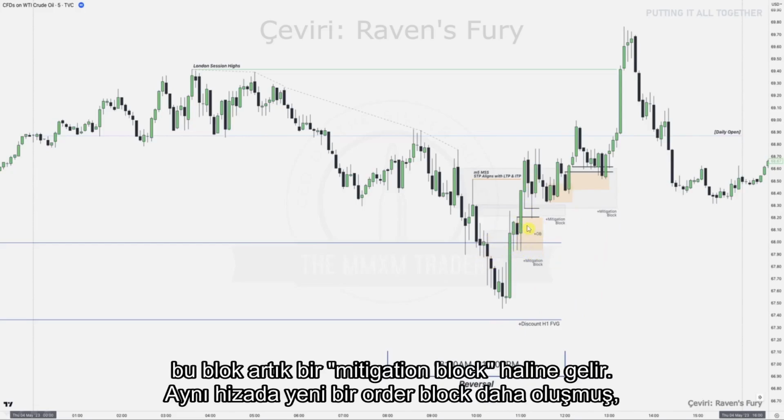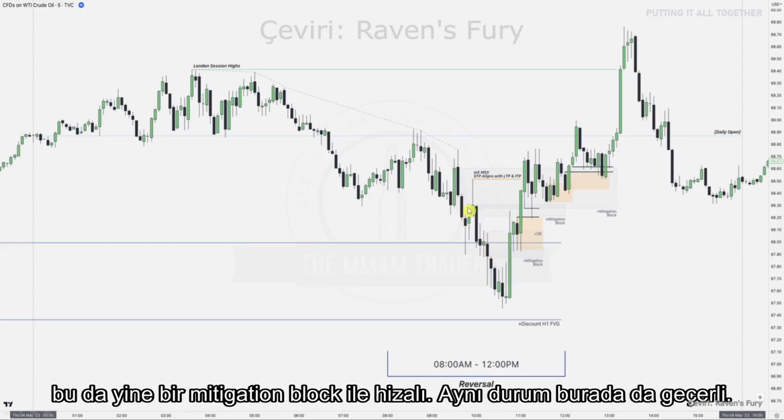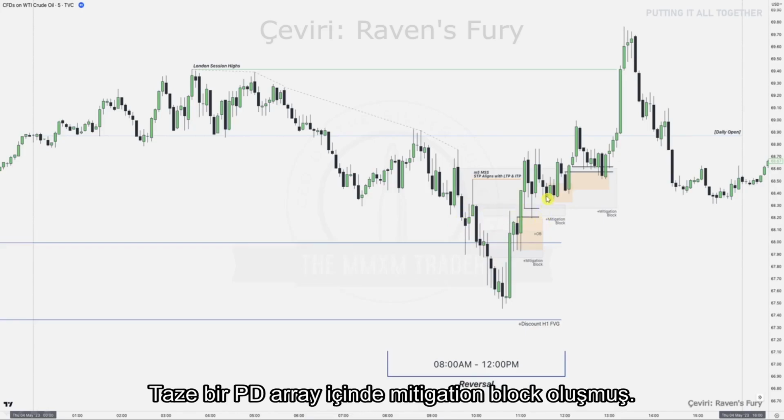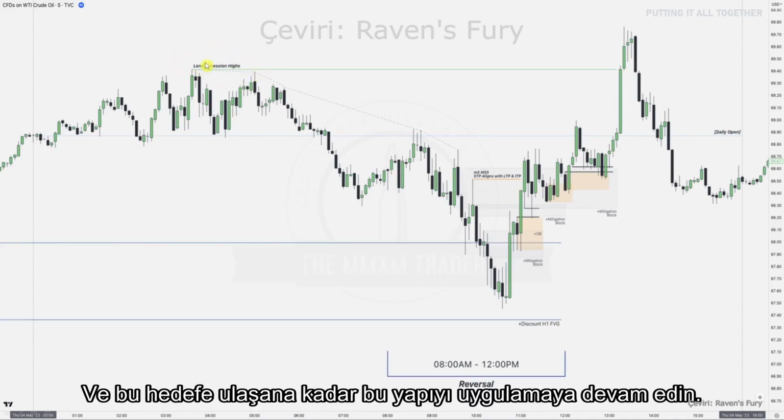We've got an order block formed in line with that mitigation block. Over here, same situation, right? Mitigation block formed inside this fresh PD array, which is a fair value gap, and then keep doing this until you reach your target, which eventually is those London session highs, right? Failure swings have been liquidated, and this trade is successful.